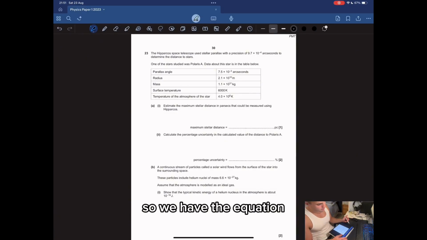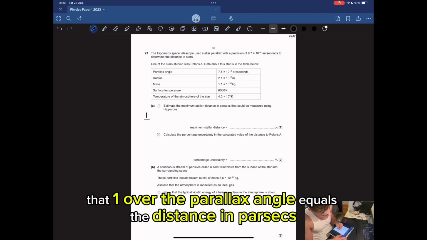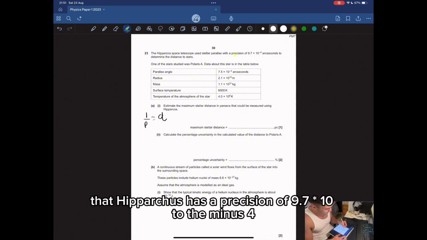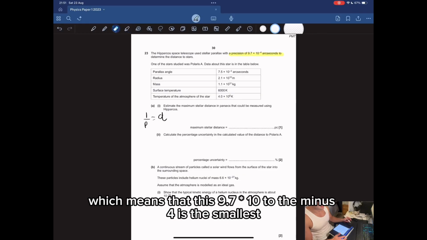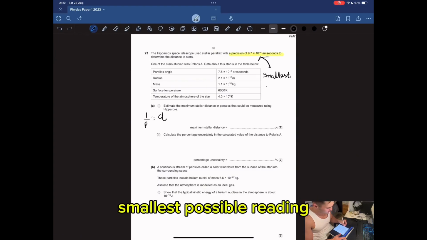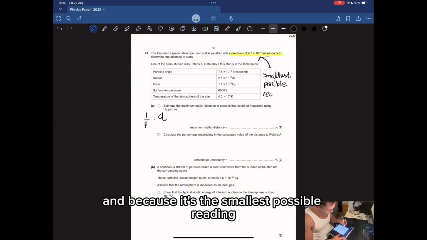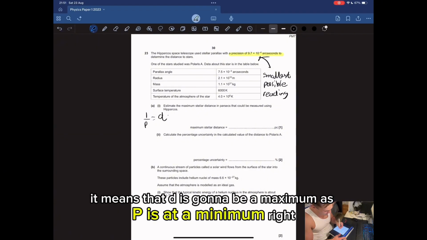So we have the equation that 1 over the parallax angle equals the distance in parsecs. So we're given that Hipparcos has a precision of 9.7 times 10 to the minus 4, which means that this 9.7 times 10 to the minus 4 is the smallest possible reading. And because it's the smallest possible reading, it means that d is going to be a maximum as p is at a minimum, right?